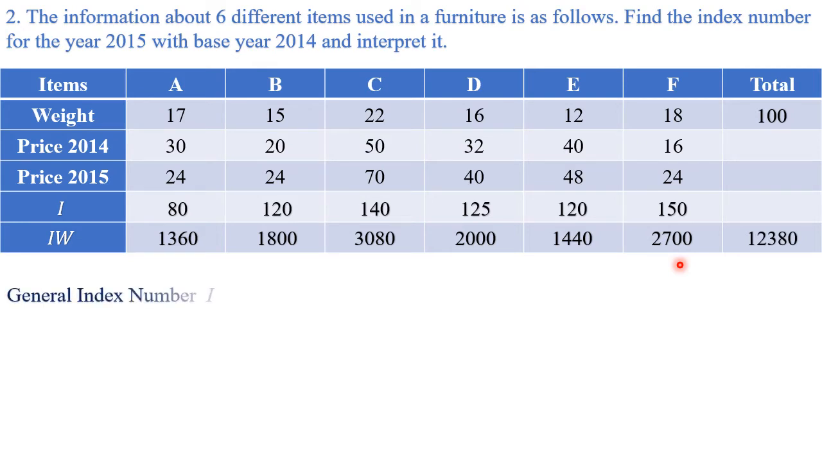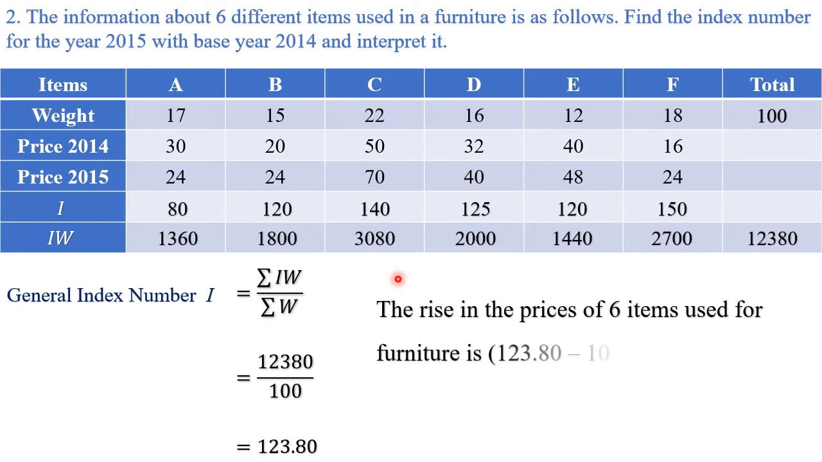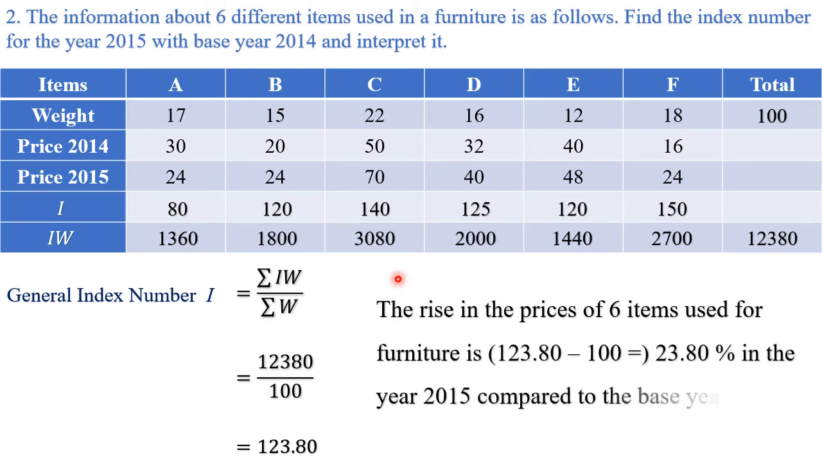Next, we calculate the general index number, that is summation IW upon summation W, that is 12380 upon 100, 123.80. And the statement here: the rise in the prices of 6 items used for furniture is 123.80 minus 100, 23.80% in the year 2015 compared to the base year 2014. So that's the answer.